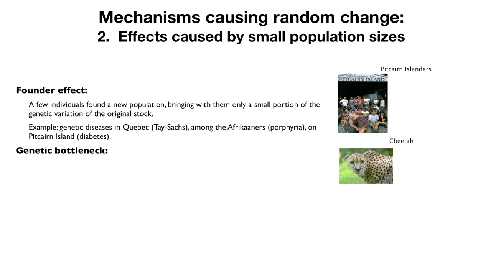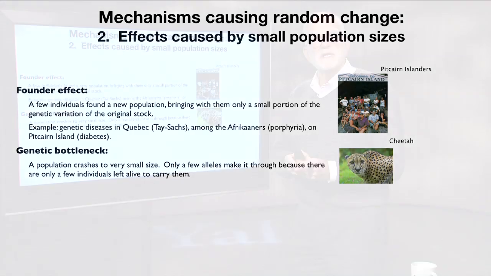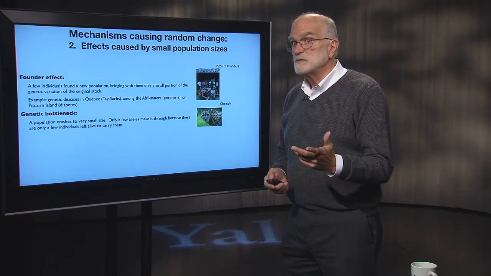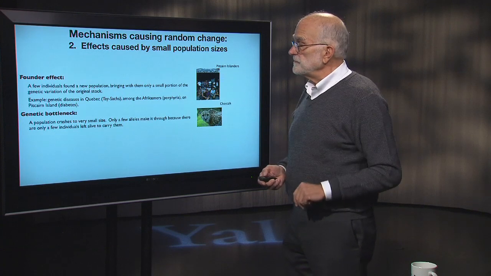Then there's the genetic bottleneck. So you have a big population, and then it shrinks down to a small size and goes through what we call a bottleneck. Only a few alleles will make it through that bottleneck because there are only a few individuals carrying genes. So there might be, say, 100 MHC alleles in a large population of mammals. But if you restrict it down to 10 individuals, they can at maximum carry only 20 out of those 100, and very probably quite a few fewer than 20.